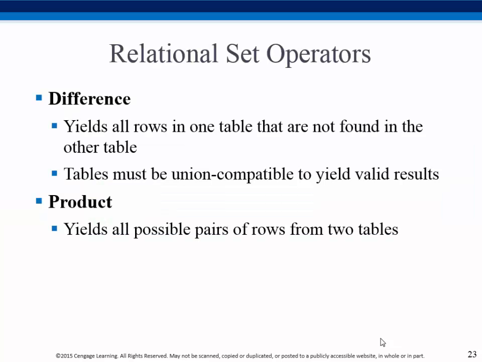Alright, moving on to a different relational operator, we have difference, which yields all rows in one table that are not found in the other table. That is, it subtracts one table from the other. As with union, the tables must be union compatible to yield valid results. However, note that subtracting the first table from the second table is not the same as subtracting the second table from the first table. You wouldn't yield the same results.